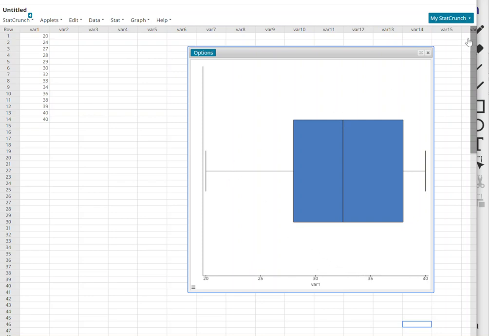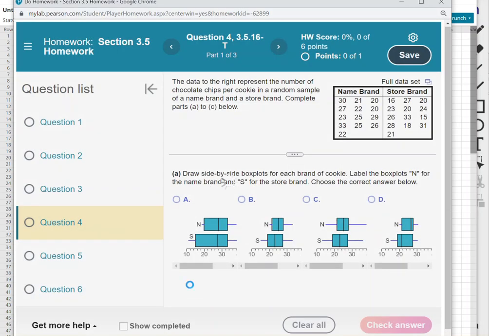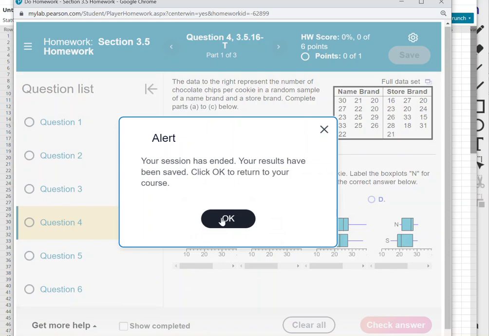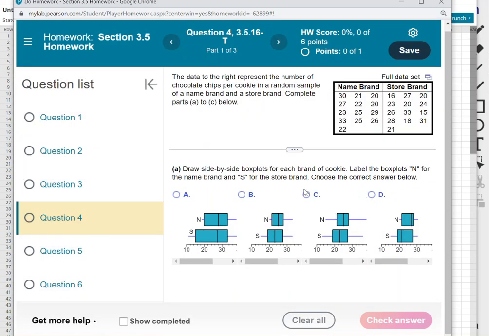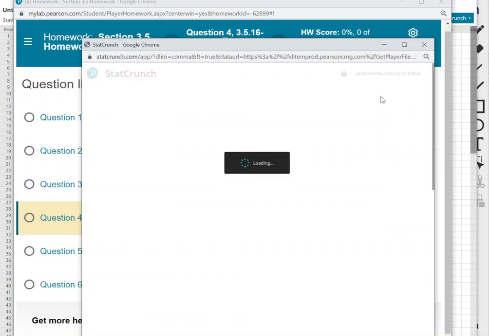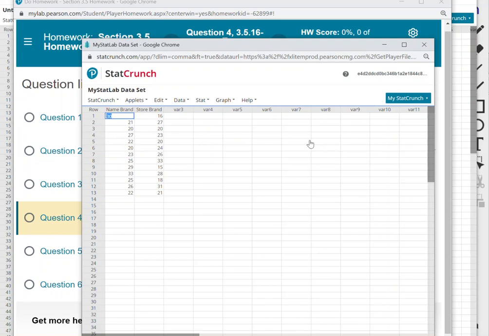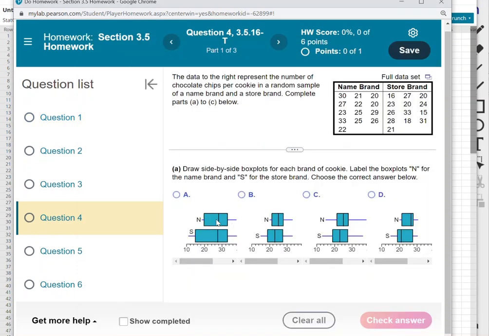All right, so let's go ahead and go to the homework. And I wanted to show you this problem here. Uh-oh, my session ended, so I get to do this all over again. Let's see, I might be in trouble here. Let me see if this will work. We'll find out in a second. Let's click on Open in StatCrunch. Oh, good.